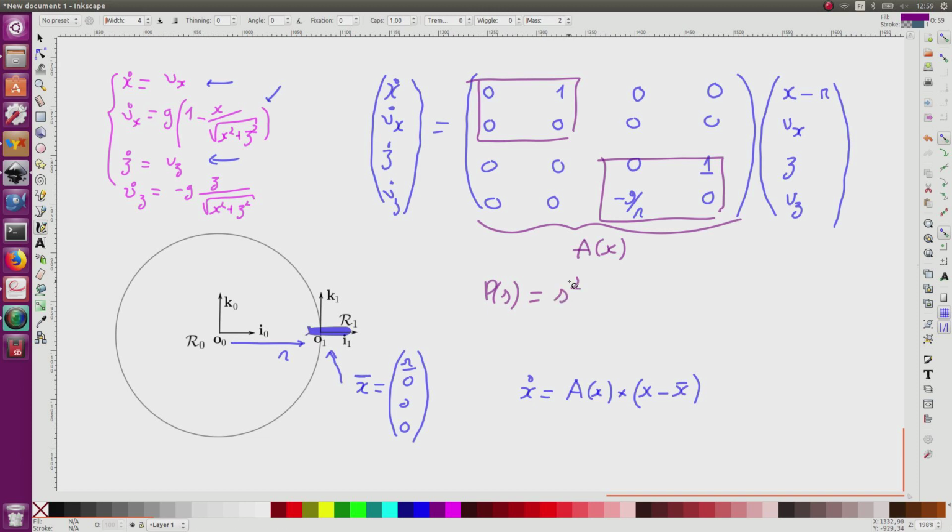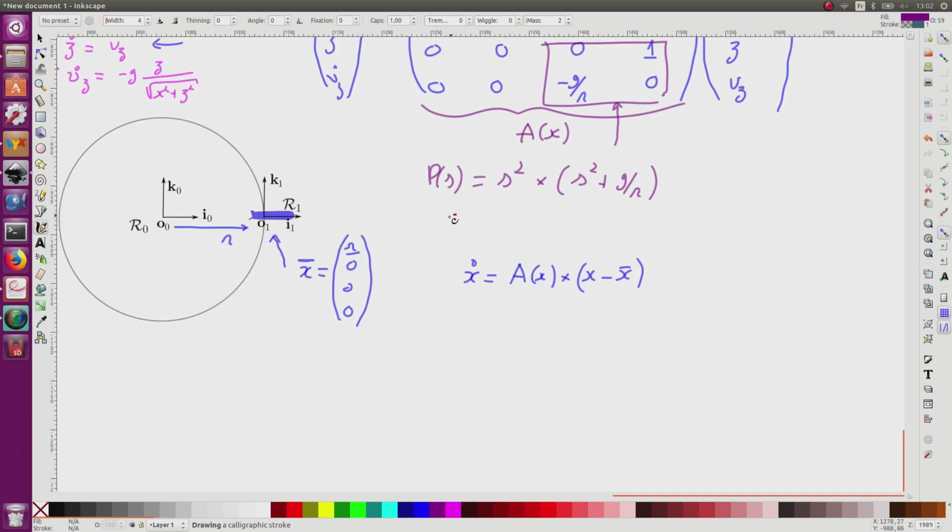is S squared due to this block, multiplied by S squared plus g divided by r. So it is a characteristic polynomial associated to this. The spectrum of A of x just corresponds to the roots of this polynomial, and I obtain here 0, 0, plus and minus j square root of g divided by r.